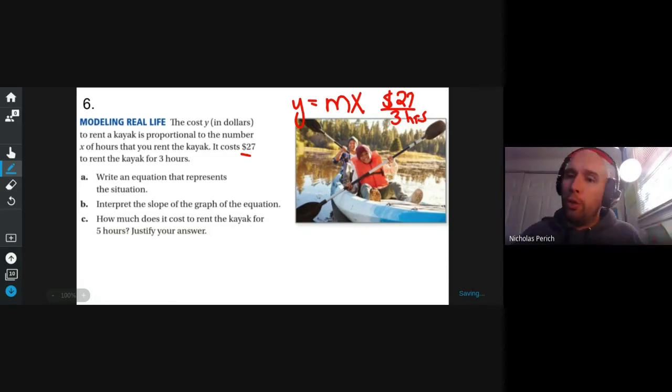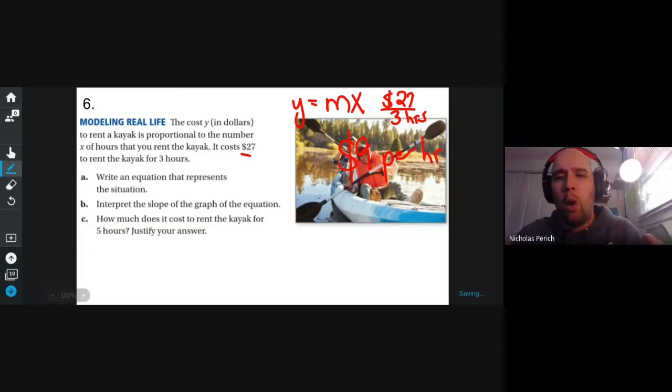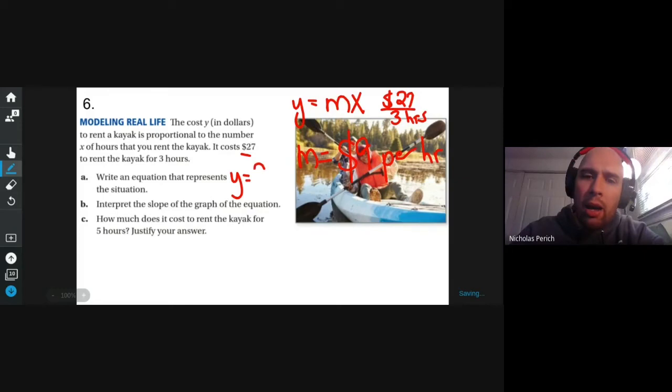$27 over 3 hours is going to be 27 divided by 3, which is $9 per hour. That is how much I pay per hour. That is my rate. My rate is $9 per hour. So A is saying, write an equation that represents the situation. y equals $9 per hour.